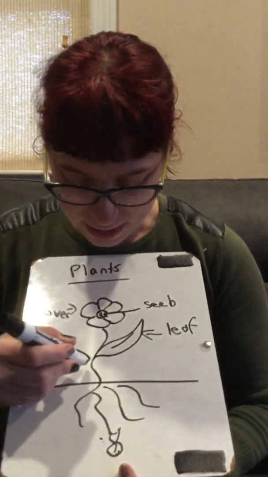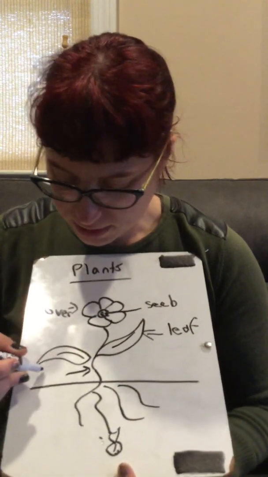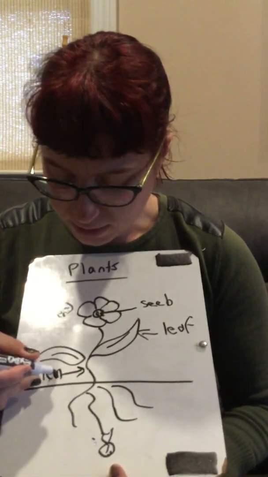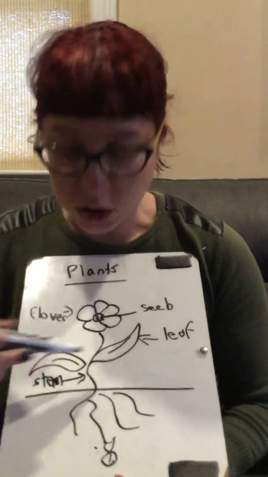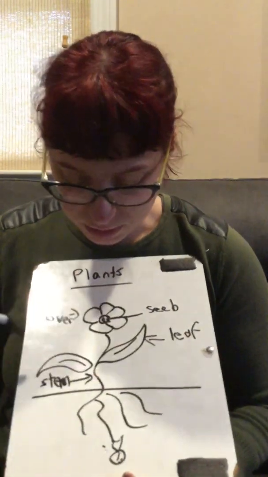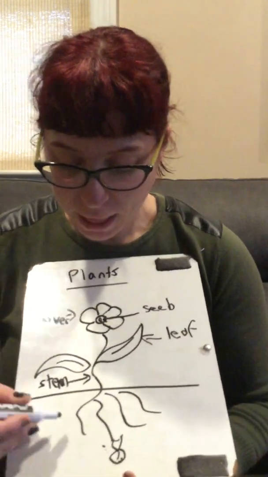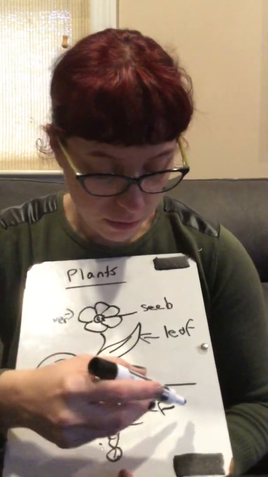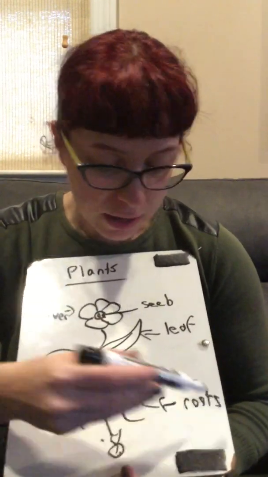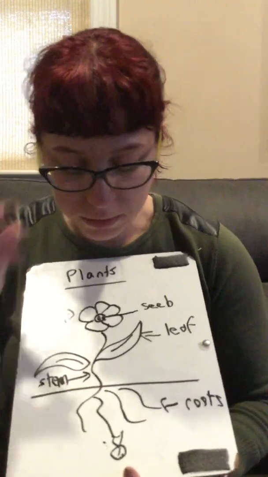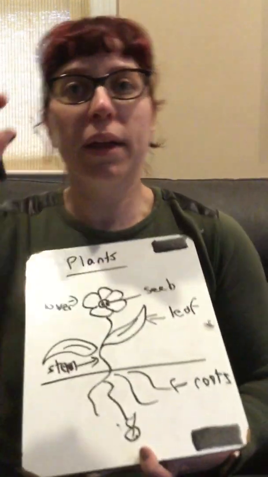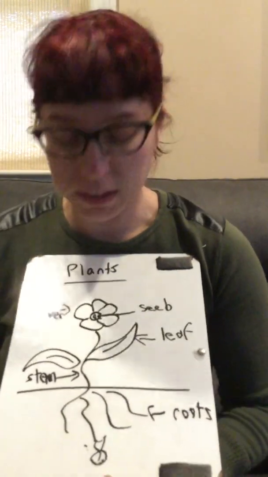All right, next we have the stem. The stem is actually what carries things back and forth through the plant and supports some of the flower. And finally, we have the roots. The roots are the start of the plant. It absorbs nutrients and water from the soil, and it spreads out so the plant has some structure or some base to support it.